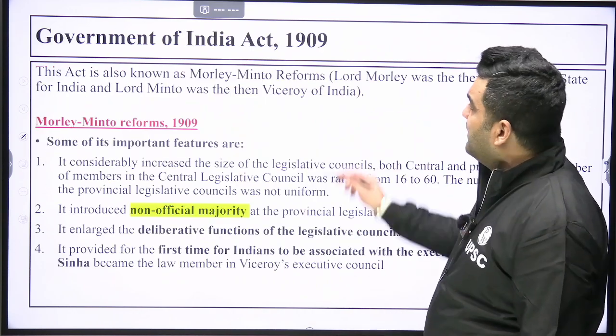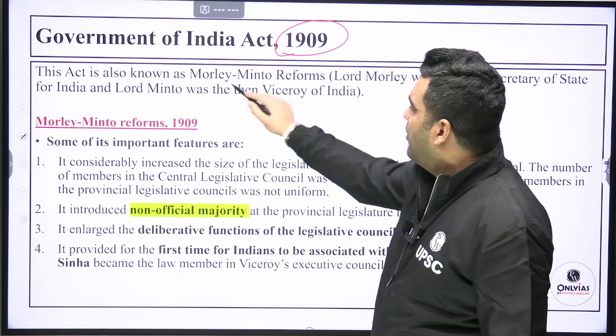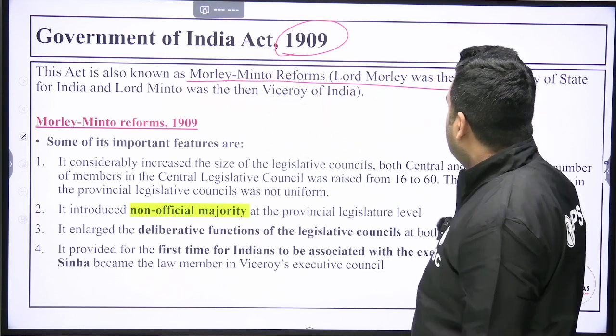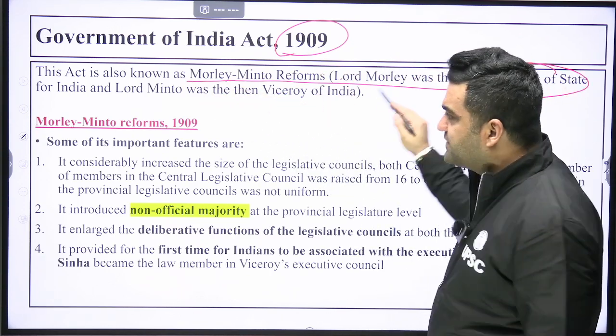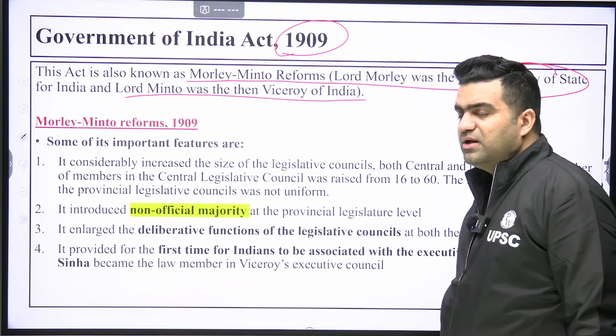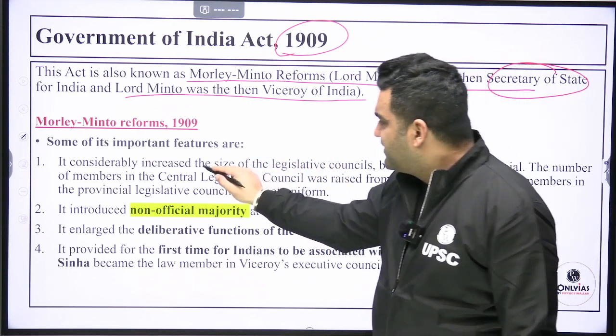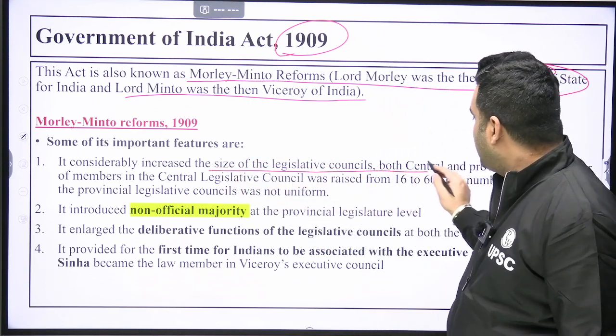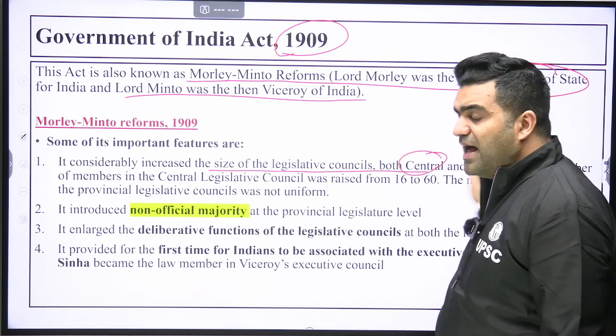Now, the Government of India Act of 1909, also known as the Morley-Minto Reforms. Lord Morley was the then Secretary of State for India and Lord Minto was the then Viceroy. The Morley-Minto Reforms considerably increased the size of the Legislative Councils both at the central and provincial level.